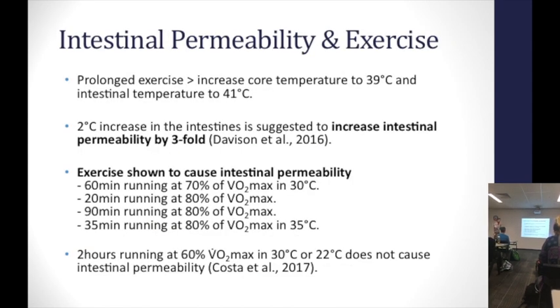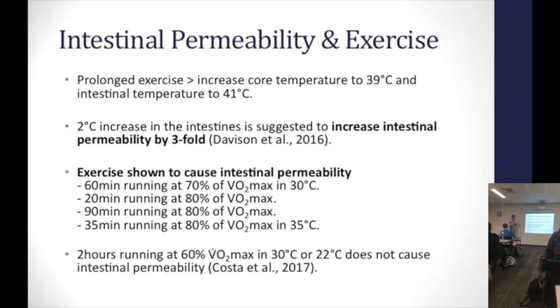Okay, exercise. This one's very interesting. This one really got me in my clinical practice. Prolonged exercise increases your core temperature to about 39 degrees. However, your intestinal temperature rises to about 41 degrees. Why? Because when you're running, all the blood leaves your intestines and goes to your outer arms and legs, used for running, of course. Thereby, you're unable to cool down the intestines because blood is used as a cooling mechanism, a homeostatic mechanism. It's been shown that a 2-degree increase in intestinal temperature increases intestinal permeability by 3-fold. That's huge.